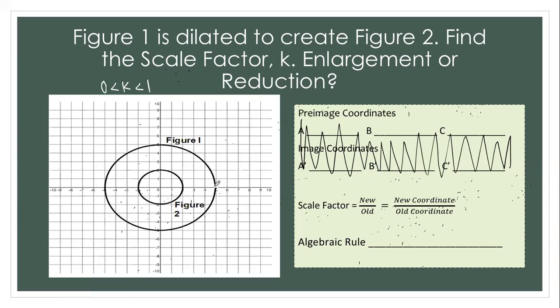So I'm going to choose (0, 5) on figure 1. So which point corresponds with that point on figure 2? (0, 2). So I'm going to use these 2 points. Figure 1 was dilated to create figure 2. So which one's my pre-image? Figure 1, perfect. So that means figure 2 is my image.